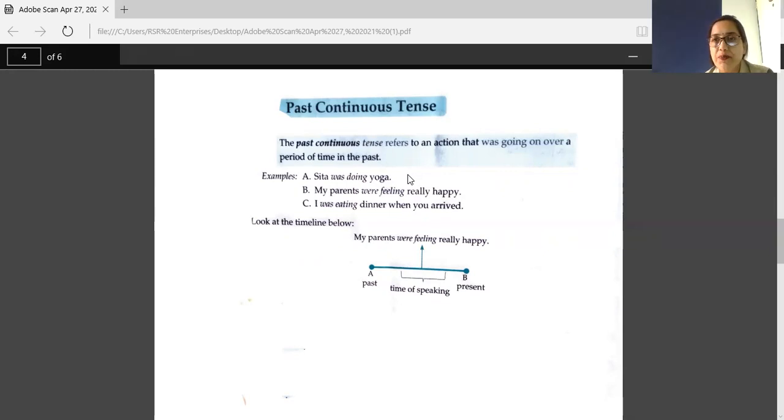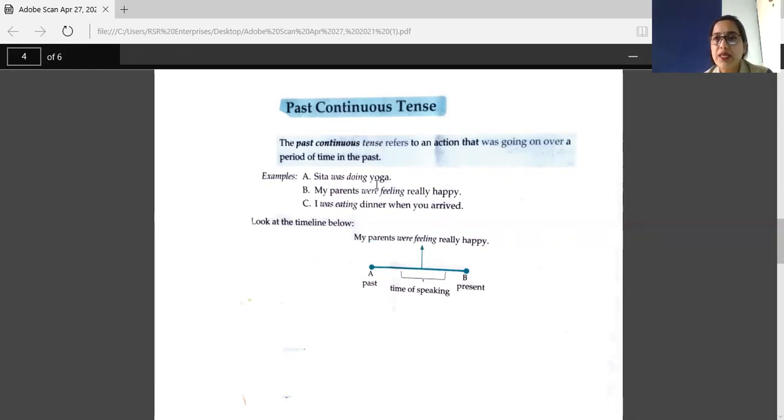Now the structure of past continuous tense is you have to use the auxiliary verb or helping verb, was or were. With that, you have to use the ing form of the verb, or you can say the present participle, right? In present continuous, we have is, am, are, and present participle. In past continuous, we have was or were and present participle, right? See these examples now.